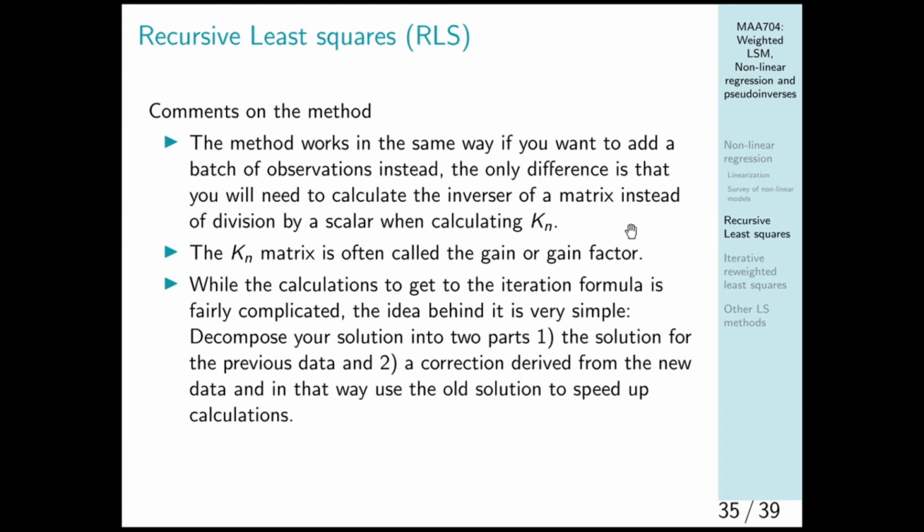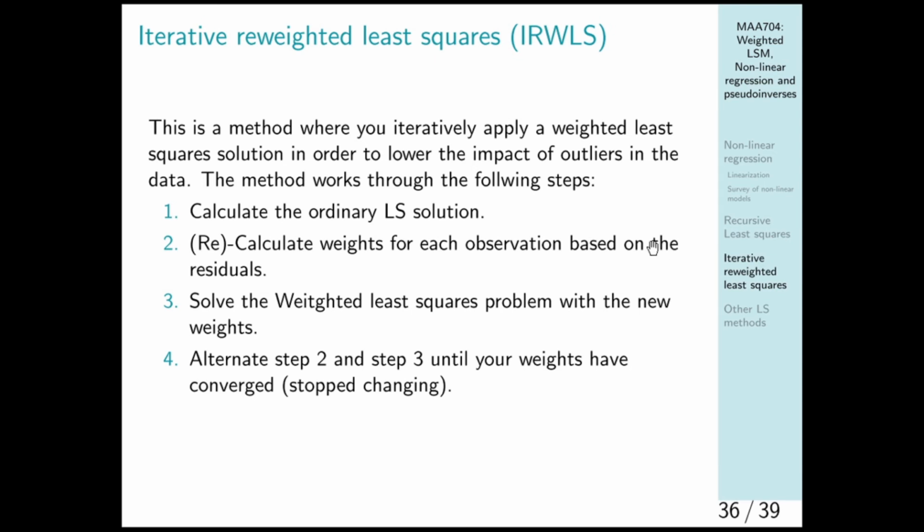Now, Kn is generally called gain factor, and while the calculations to get the iteration formula are pretty complicated, this may look extremely bulky. In the end, most of the times you hand it to a computer and let the computer do it. So the main virtue of this is that it's really easy to program, as all iterative methods are. The idea is, we decompose a solution into parts. We have the solution for a part of it, and we introduce a correction that's derived from the new data, and we use the old solution to save up a lot of time on calculations.